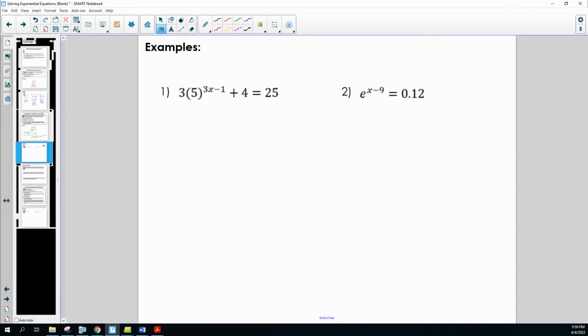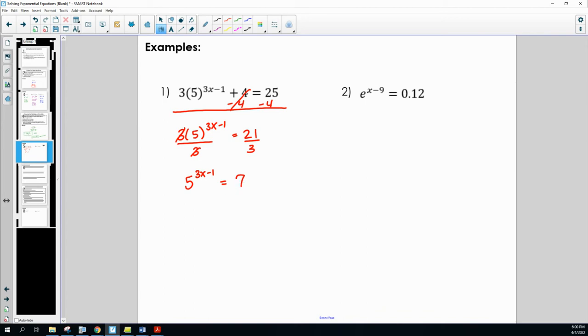Okay, let's look at a couple more. Here in number 1, we don't have the base to the exponent isolated, so we need to isolate that. First thing I'm going to do is subtract 4 from both sides. You want to do any addition or subtraction first. Now we have 3 times 5 to the 3x minus 1 equals 21. We still want to get that base to the exponent by itself, so we divide both sides by 3. So these will cancel. We get 5 to the 3x minus 1 equals 7.